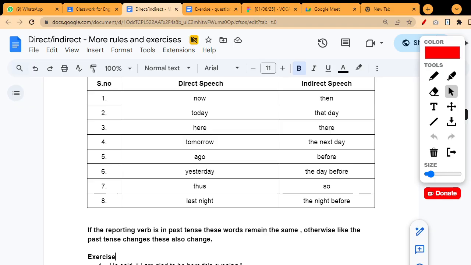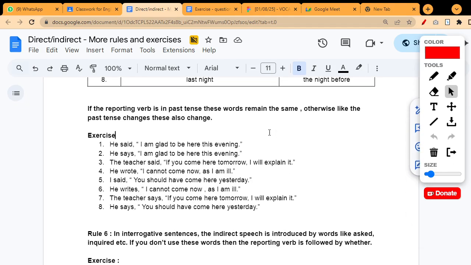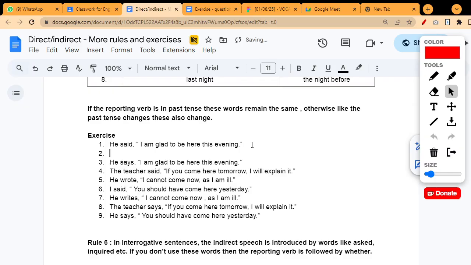But there's one more small thing. If the reporting verb is in the present tense, these words remain the same. Otherwise, like the past tense changes, these also change. So the first few rules which we had done. Okay? But if the reporting verb is in the past tense. Now, for example, he says, I am glad to be here this morning. So he said, I think I've written something wrong there. Let me see. But let me first show you this example.